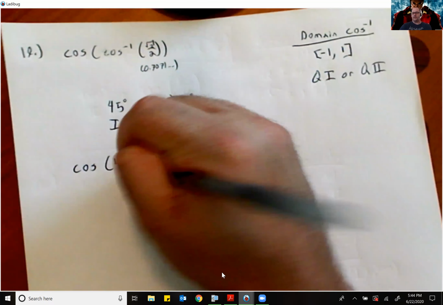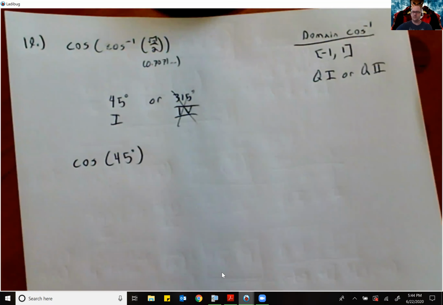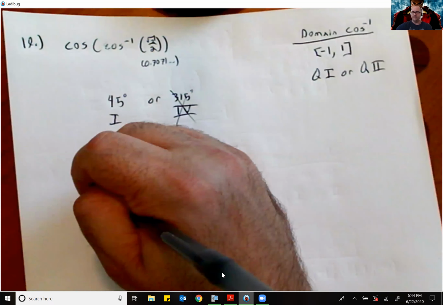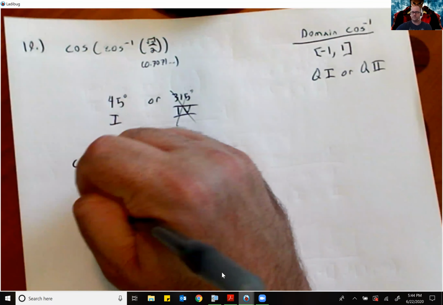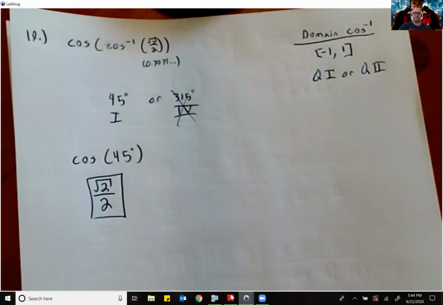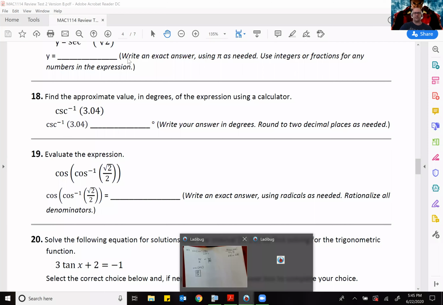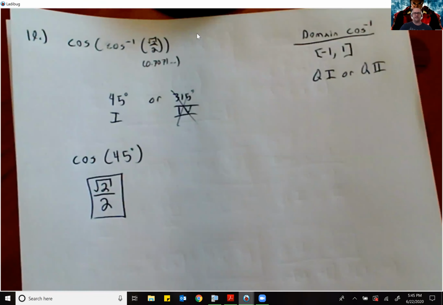And then now all they want to know is, well, what is cosine 45 degrees? Well, that's easy. We know that to be the square root of 2 over 2. And there it is. There's your answer. So number 19, fill in the blank. You put square root of 2 over 2. So again, you start by working inside the parentheses, and then you work to the outside.